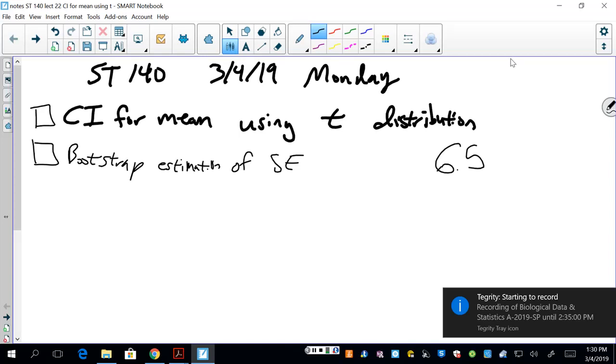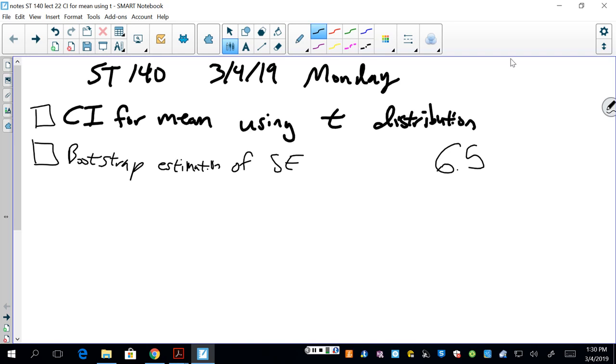So we're going to do confidence intervals for a mean using a t, which is in 6.5. And then we'll also review bootstrap estimation of a standard error and see how they do the same type of thing.